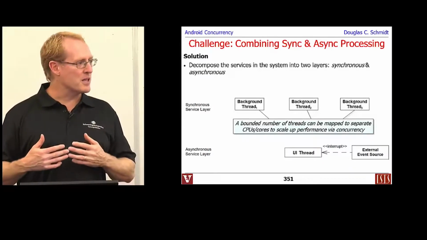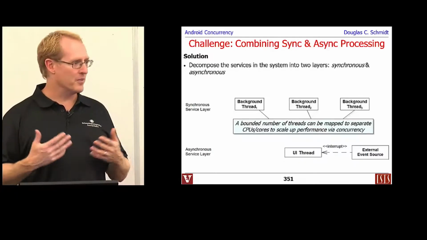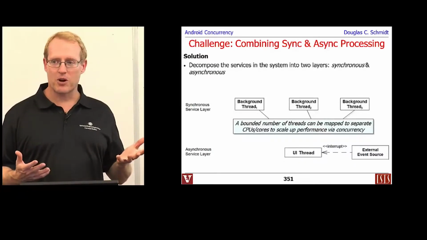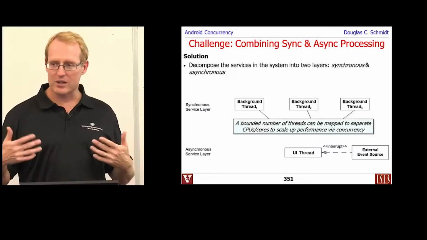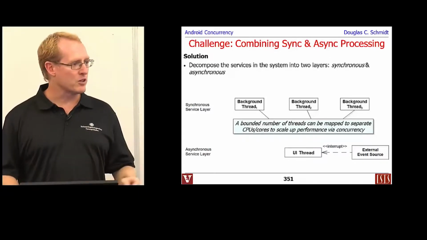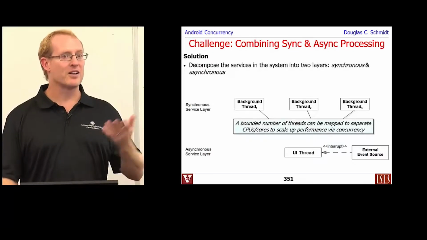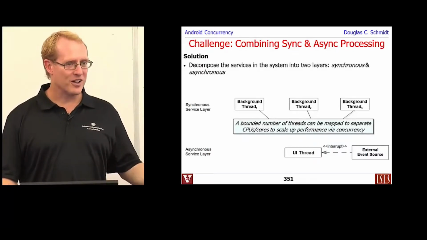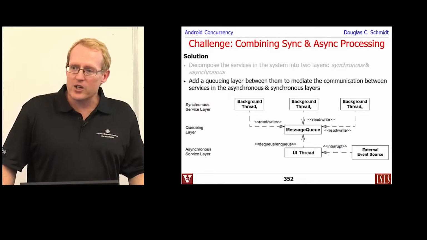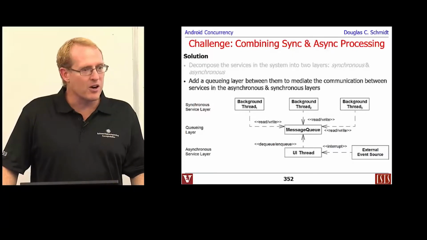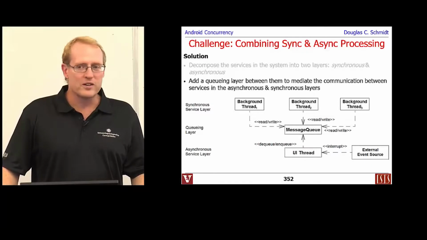They're going to be given the actual work to do from the one thread in the user interface part. Those background threads are going to go ahead and do the processing. They're going to download the file and then report the results back when they're finished, or any incremental progress that may occur along the way. And to mediate the communication between the async part and the sync part, we're going to define a queuing layer that sits in the middle.